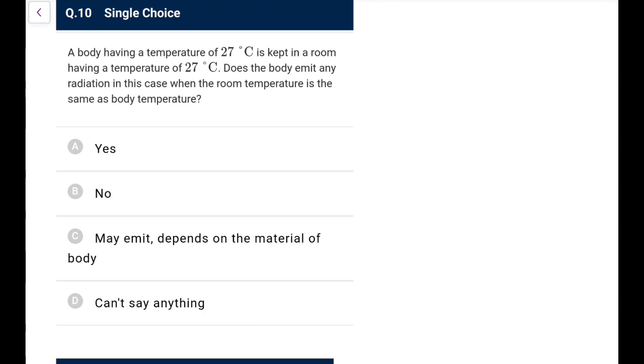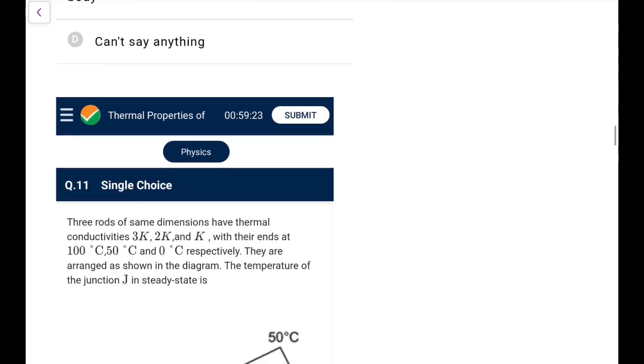A body having a temperature of 27 degrees Celsius is kept in a room having a temperature of 27. Does the body emit any radiation? Yes, it will emit, but the amount it emits is equal to the amount it absorbs. So the answer is yes, not no. It is still radiating, but the amount of radiation would be equal to the amount of radiation absorbed by it.